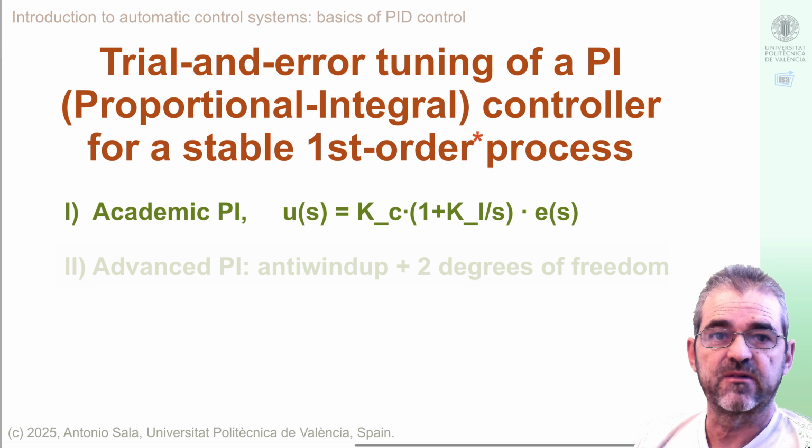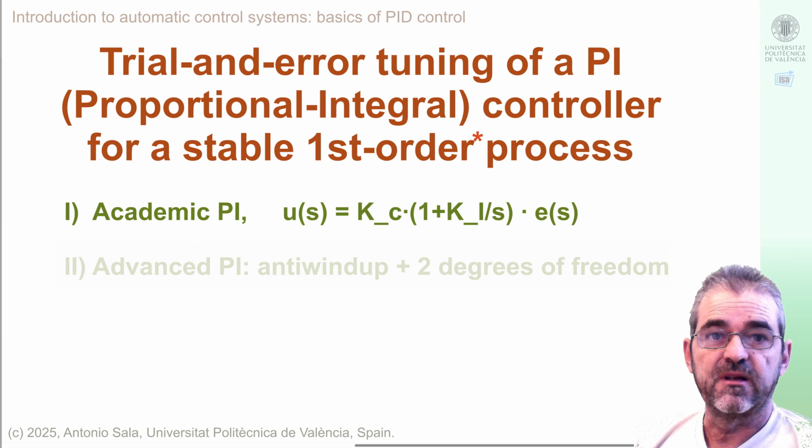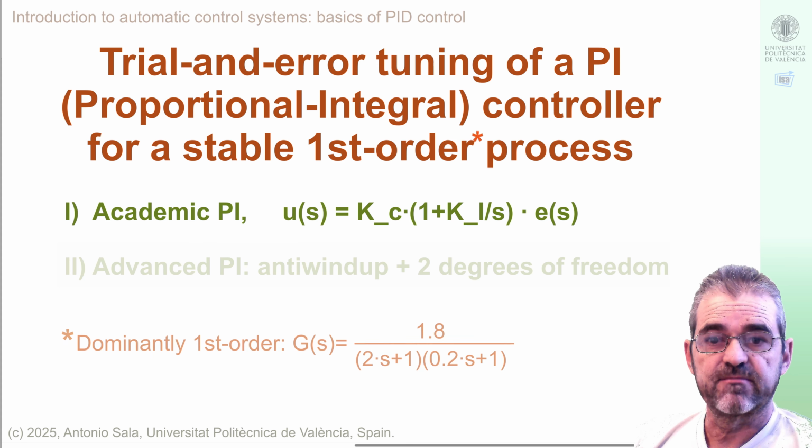In particular, in order to show that excessive gain may give some problems, we will simulate a dominantly first order process, the process you see on screen, to start getting the intuition on what happens in real processes in which, more or less, they are first order, but they have unmodeled dynamics.